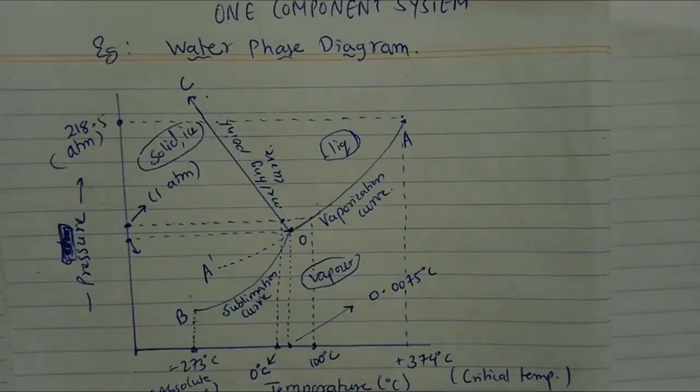Okay friends, so today we are going to discuss one component system and phase diagram of water. We'll take example of water as a one component system. As we know, in front of you it is there, the phase diagram of water.